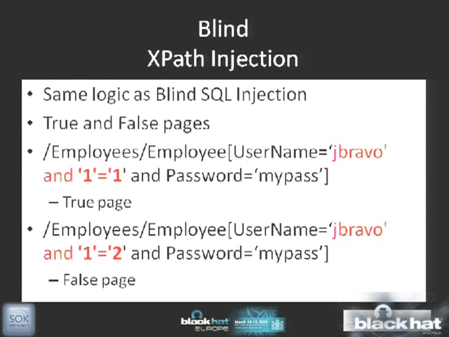Assuming you knew the username jbravo and the password mypass, then if you inject jbravo and 1=1, you will see a true page, which will be your authentication page. And if you inject jbravo and 1=2 with your password, you will not be able to authenticate because you've injected an AND criteria which evaluates to false. So now, instead of injecting AND 1=1 or AND 1=2, we can inject an AND clause with a particular XPath query, and depending on whether we are able to successfully authenticate or not, we will be able to determine whether that XPath query which we injected returned true or false.